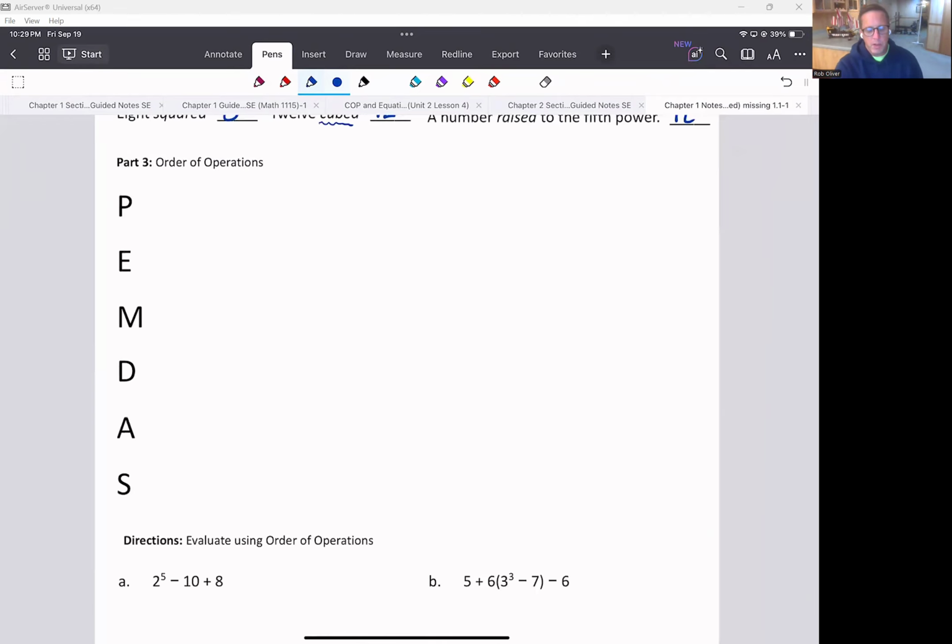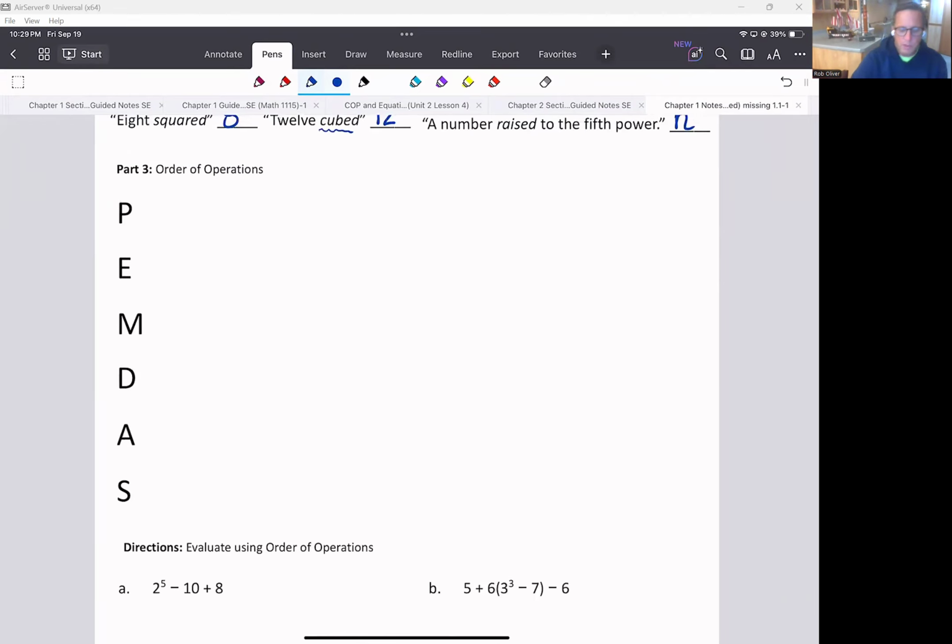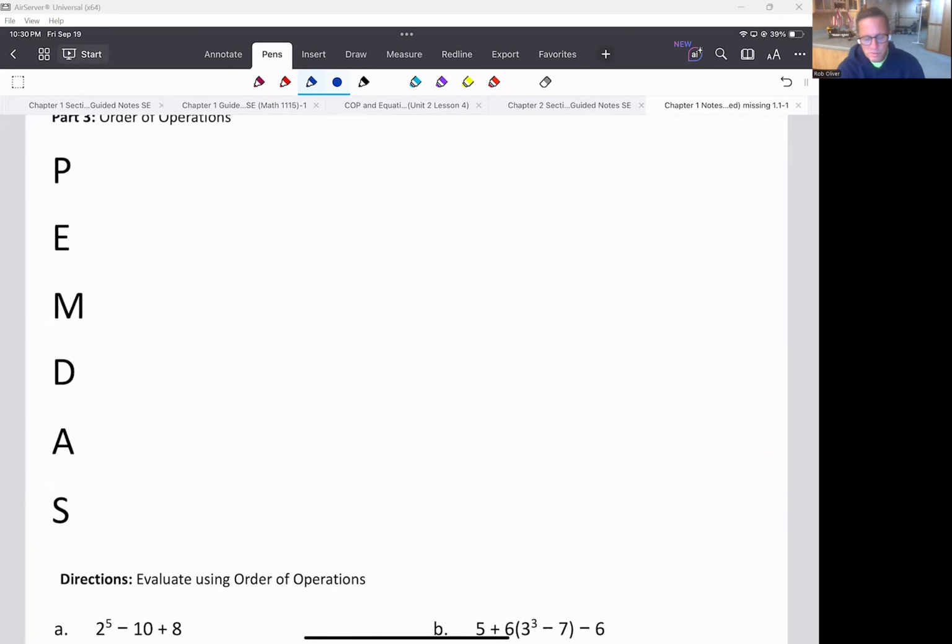Okay, now let's go through order of operations. Order of operations is a little bit complicated. Now I wrote down the PEMDAS acronym. I don't know if that's an initialism, I don't know what that's called. I think that's an acronym. Mnemonic, sometimes it's called. But anyway, PEMDAS is great.